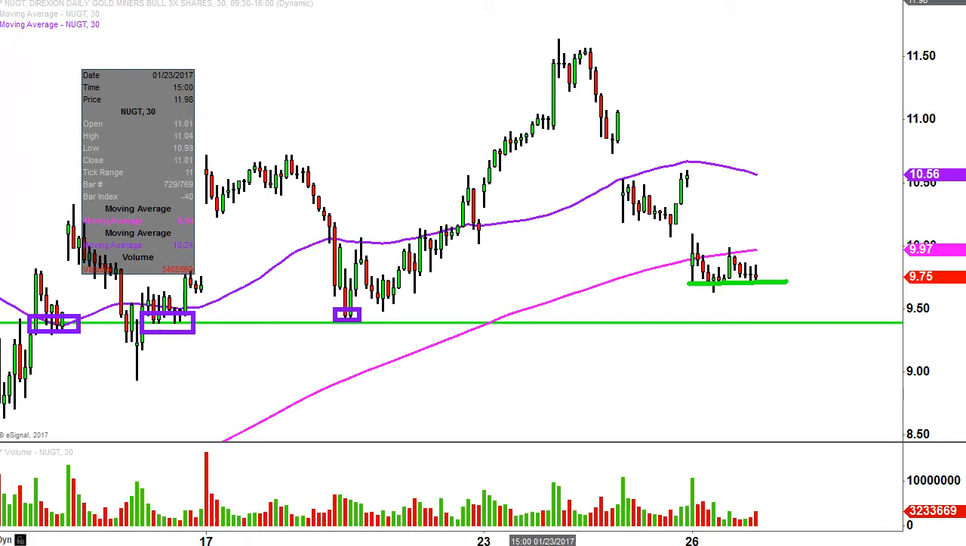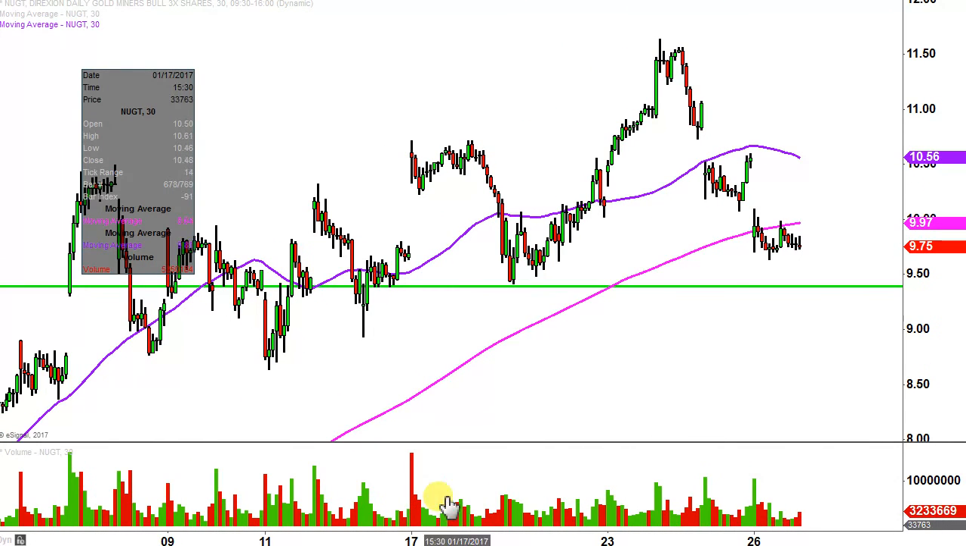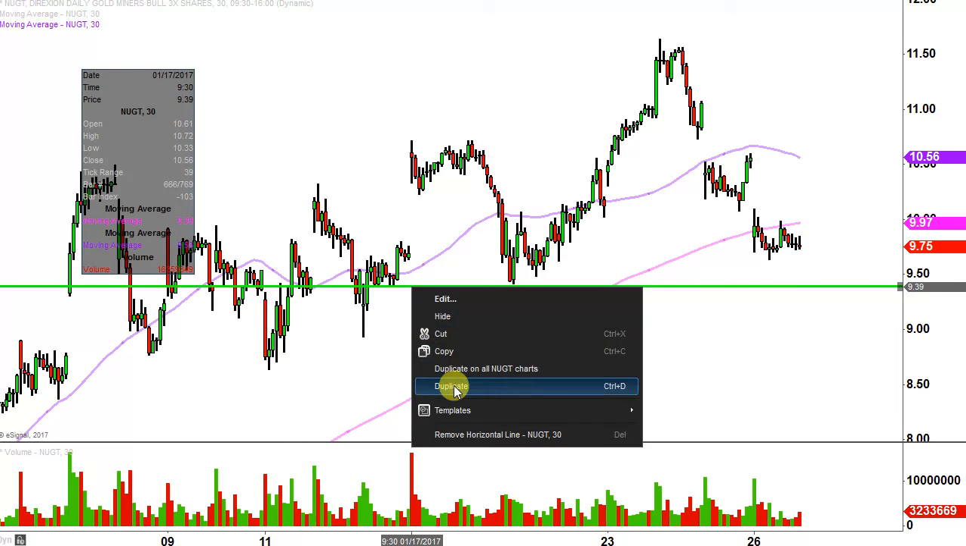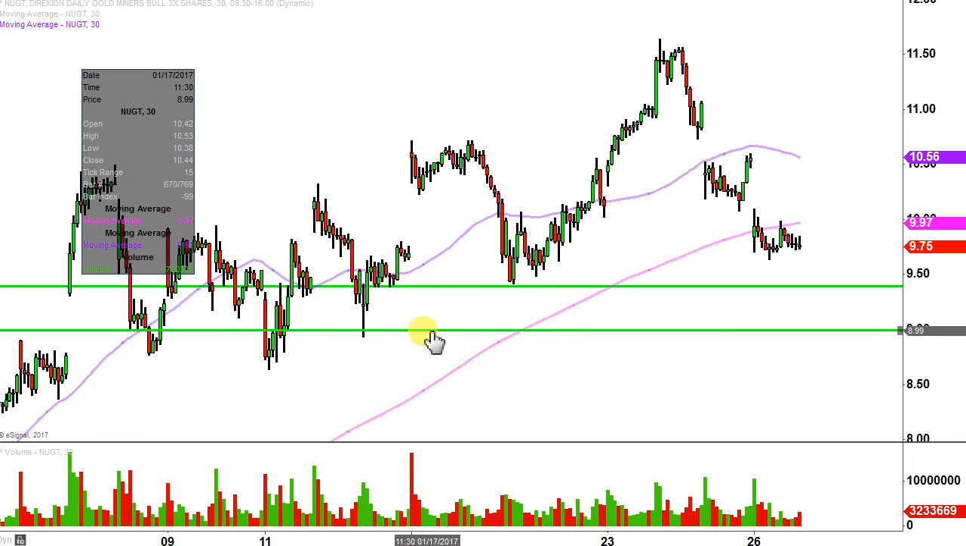If $9.70 can't hold, then while there's no such thing as a guarantee in the market, it would not be shocking at all to see the price at least go down there and test $9.40. In the event $9.40 cannot hold, then to just offer up a little bit more perspective, after $9.40, the next key level of support I would call down here around the $9 mark.